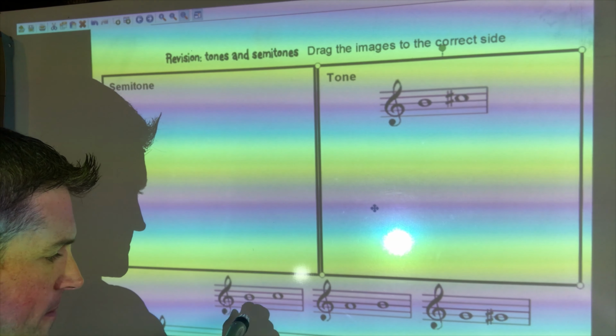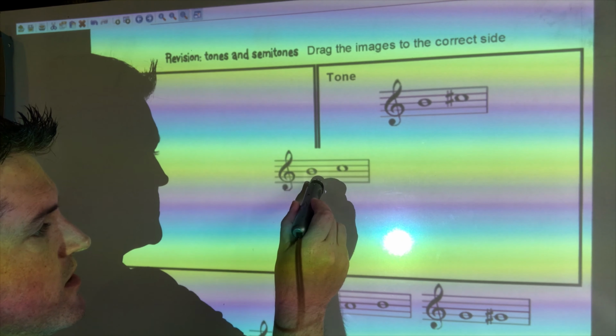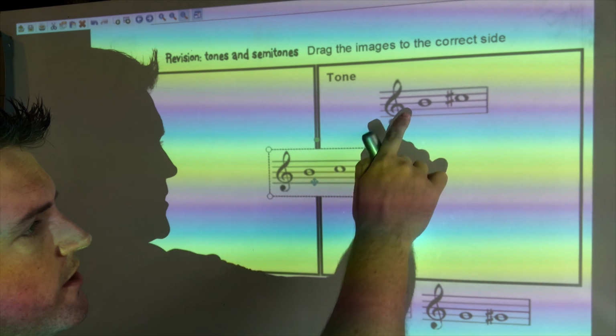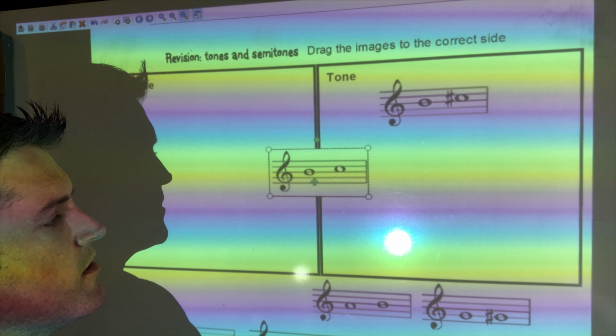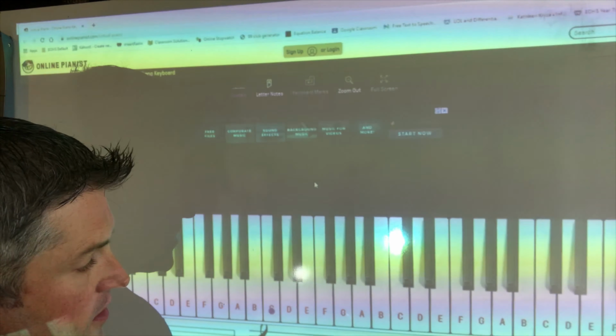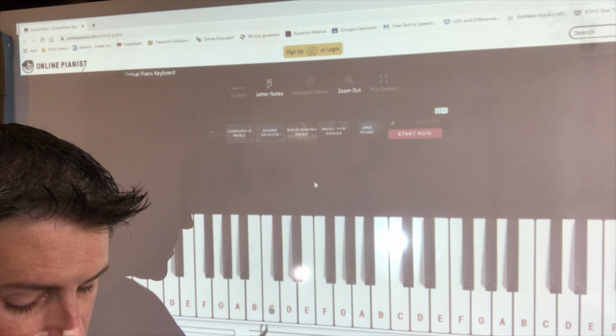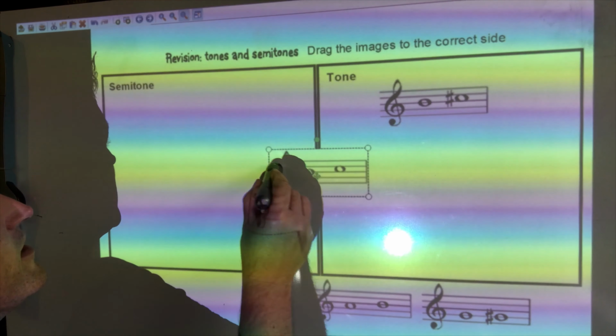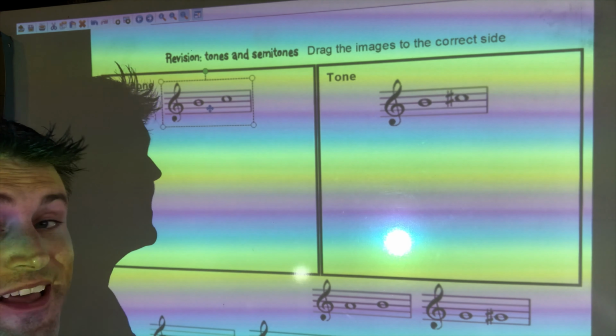Right, let's have a look at this next one. B to a C this time around. Well, we know B to a C sharp is a tone. So B to a C, they are right beside each other. That is an example of a semitone. Okay, so got the hint now.